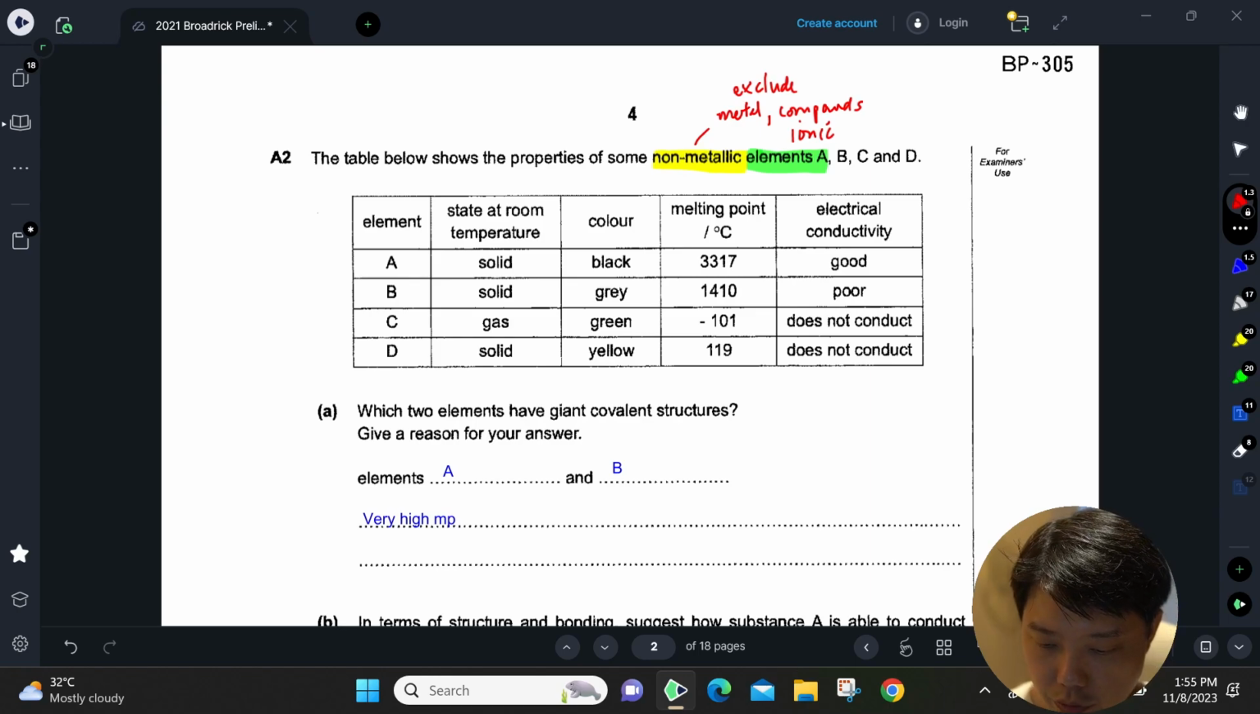Two elements with giant covalent structure. The only thing given to us that is probably useful for this question is the melting point, because giant molecular compounds have very high melting points in general. So A and B each have pretty high melting points, so they can be considered giant molecular.